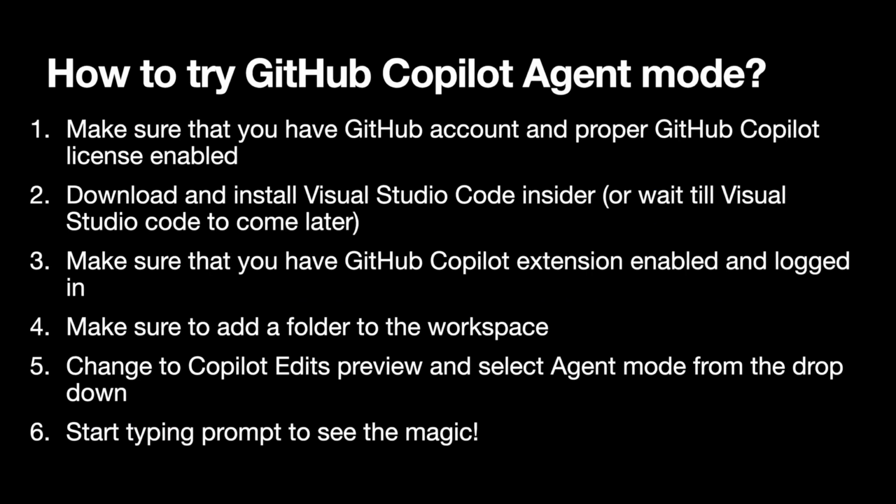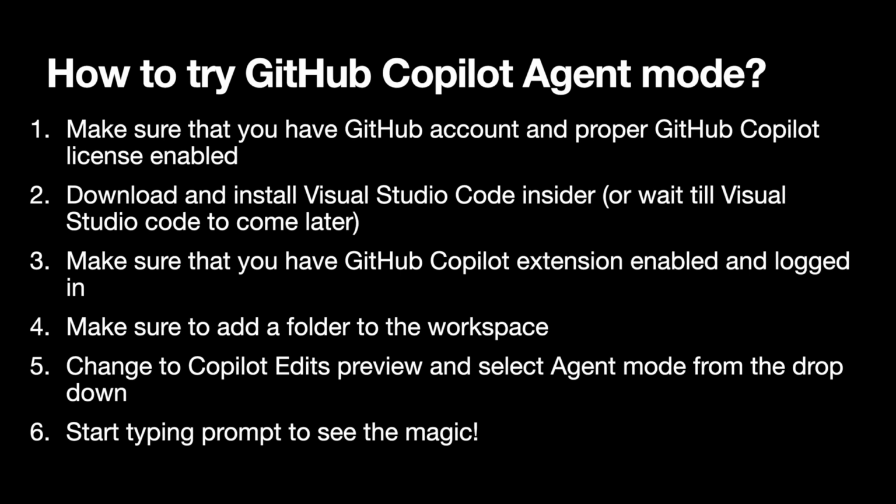So how do you try out GitHub Copilot Agent mode? First, you have to have a GitHub account and an associated proper GitHub Copilot license. Second, at the moment, you have to download and install Visual Studio Code Insiders. Later, it will make the features available through Visual Studio Code, and you can wait till then. It's going to be pretty soon. But at the moment, when you see this video, Visual Studio Code Insiders is the way to go.